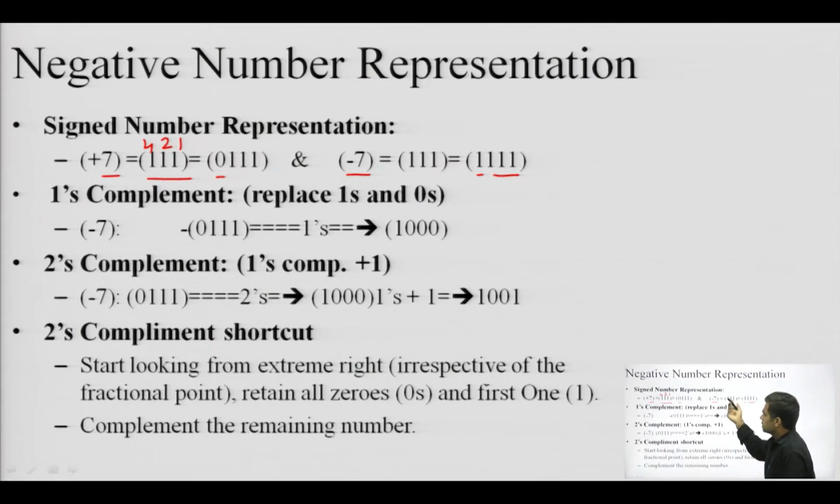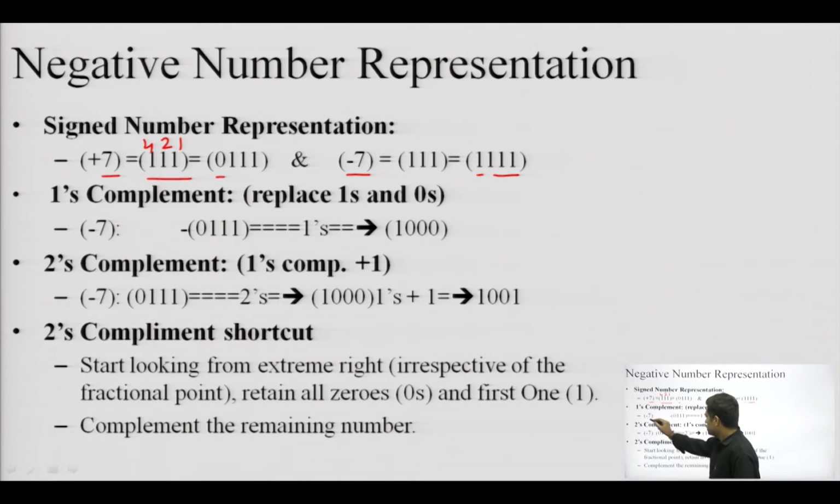Okay. So, this is the simplest representation of a negative number. Now, let us come to the next method, which is the one's complement method. So, in this one's complement method, replace ones and zeros. This is actually a shortcut, this is actually the operation of one's complement. How is this one's complement obtained? It is obtained by replacing ones and zeros, or interchanging ones and zeros.